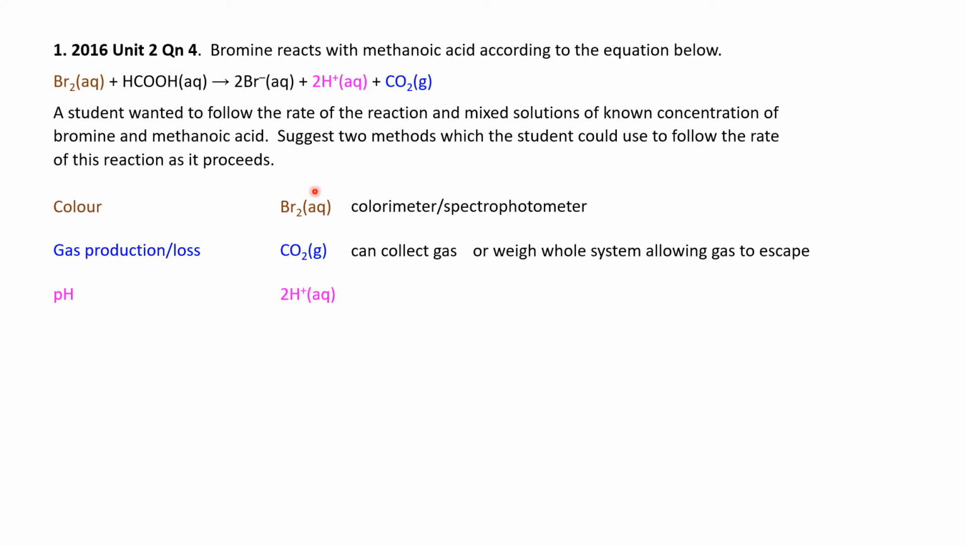And then of course we've got H+ being produced, so the pH of the reaction mixture is going to go down as time goes along. Anyway, at the A-level it's going to be one of those three pretty much: color, mass change associated with gas production or loss, volume change associated with gas production, and so forth.